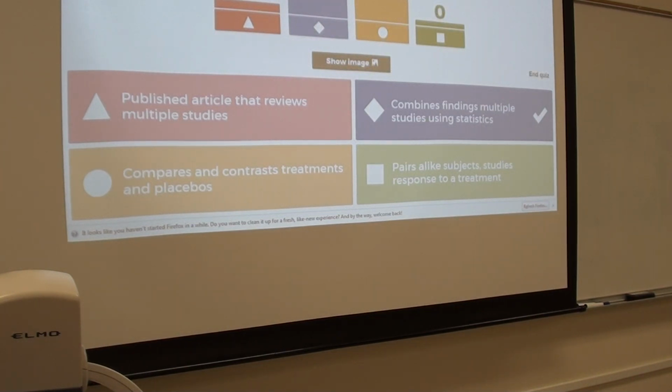All right, so 5 of you believed it was combines findings from multiple studies using statistics, and that's correct. So meta-analysis, basically what it does is it looks at all of the peer-reviewed research articles that have been done in the past, and then they take all those numbers and reanalyze them in different ways. So that's what a meta-analysis is.